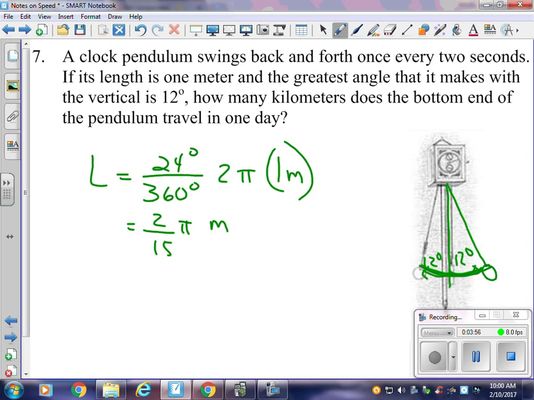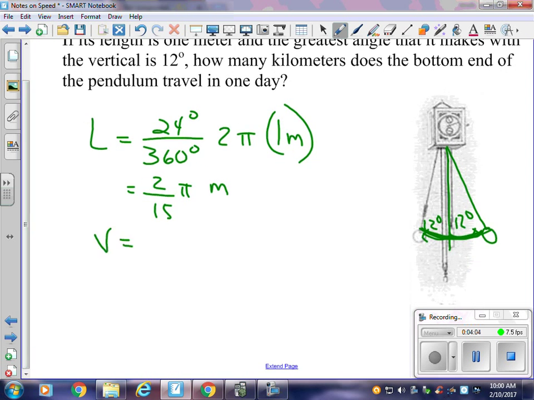Now, that's in 1 second. Everybody agree? So my velocity is 2/15 pi meters every second, because this is the length of the arc in 1 second. 1 swing, that's its length, so that's how much it did in 1 second. So we can just convert that to a velocity and say it's over 1 second. Now here's where your unit conversions come in. And I want to go through this one kind of slowly, so pretend you don't know how many seconds are in a day, because next time you might have to do it for minutes or hours.